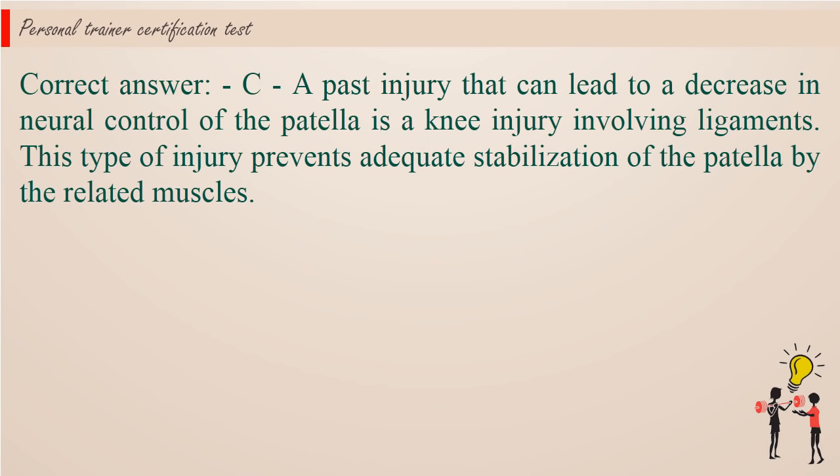Correct answer, C. A past injury that can lead to a decrease in neural control of the patella is a knee injury involving ligaments. This type of injury prevents adequate stabilization of the patella by the related muscles.